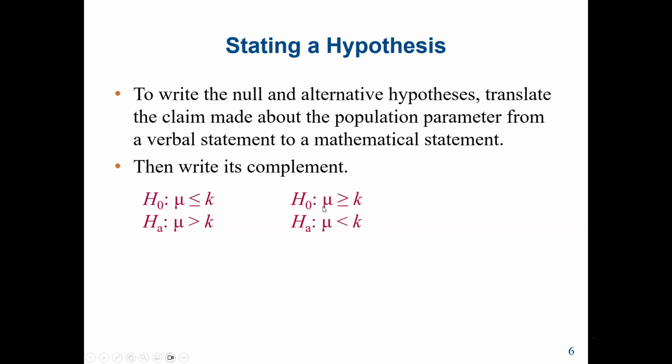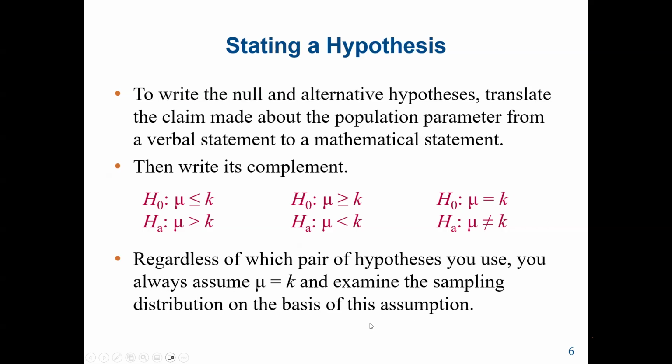If the population mean is greater than or equal to K for H0, or H naught, then H sub A will be the population mean is less than K. So always opposite. And if the population mean is equal to K for H naught, then H sub A will be not equal. So here we say, regardless of which pair of hypotheses you use, you always assume mu equals K, then examine the sampling distribution on the basis of this assumption.